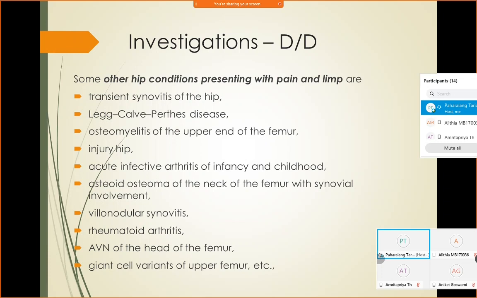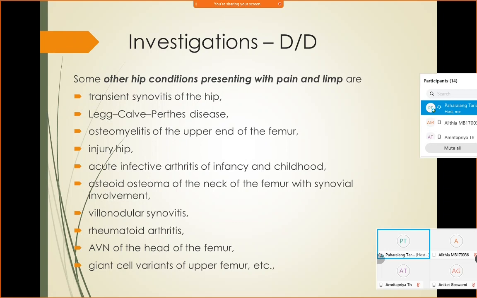You have transient synovitis of the hip joint in pediatrics. You can have Perthes disease. You can simply have osteomyelitis. You can have just a blunt trauma to the hip joint. There can be septic arthritis. There can be a tumor like osteoid osteoma. The presence of pigmented villonodular synovitis can also be there. Advanced rheumatoid arthritis, osteoarthritis. There can be osteonecrosis also, and there's also a giant cell variant. So these are the various differential diagnoses.